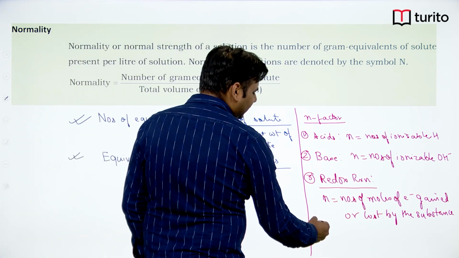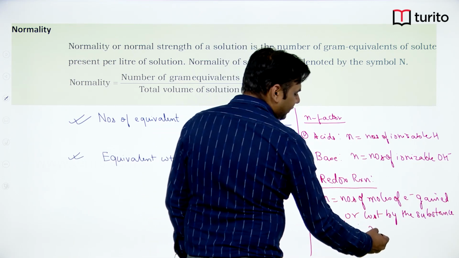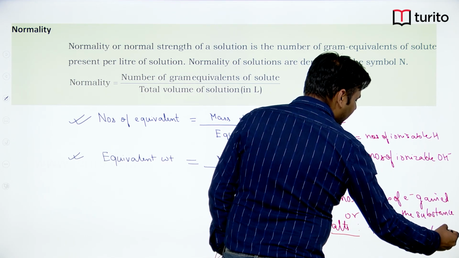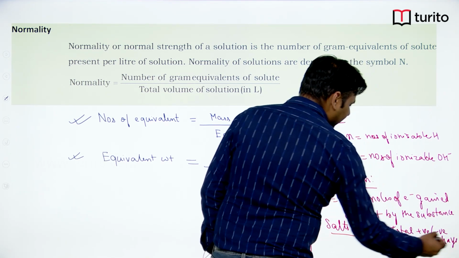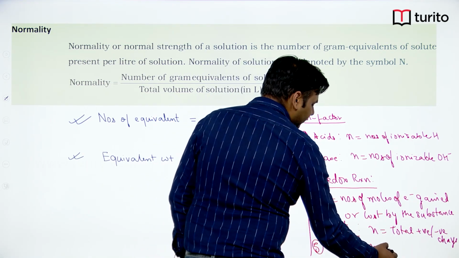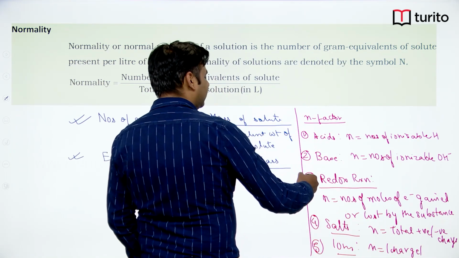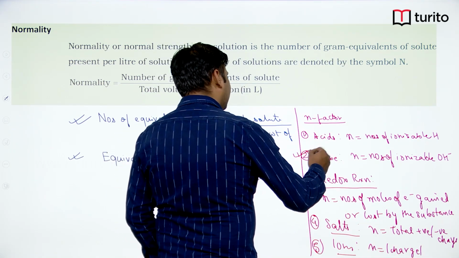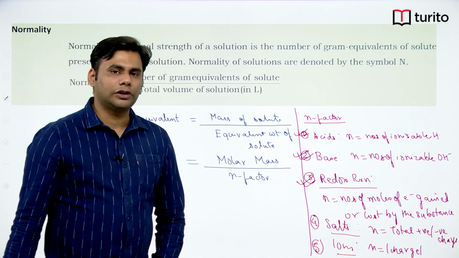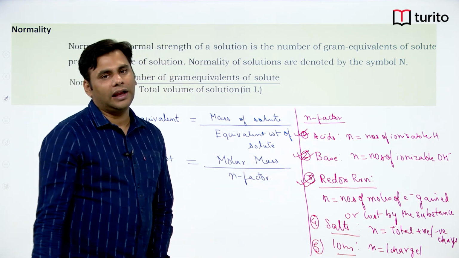Okay. For salts, generally we say that the N factor is the total positive or negative charge. And for ions, it is equal to the charge. So the magnitude of charge is the N factor. But basically we are interested in the first 3 cases, because we solve redox questions through them. Reactions would be given to us, so through reactions we have to look at the N factor.